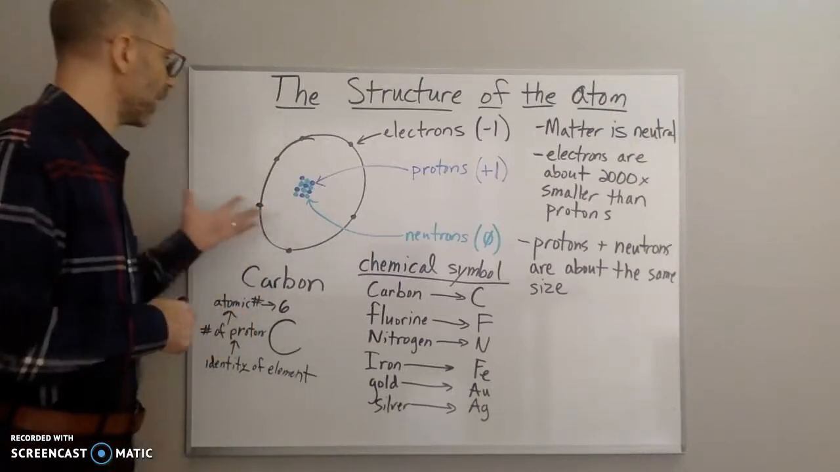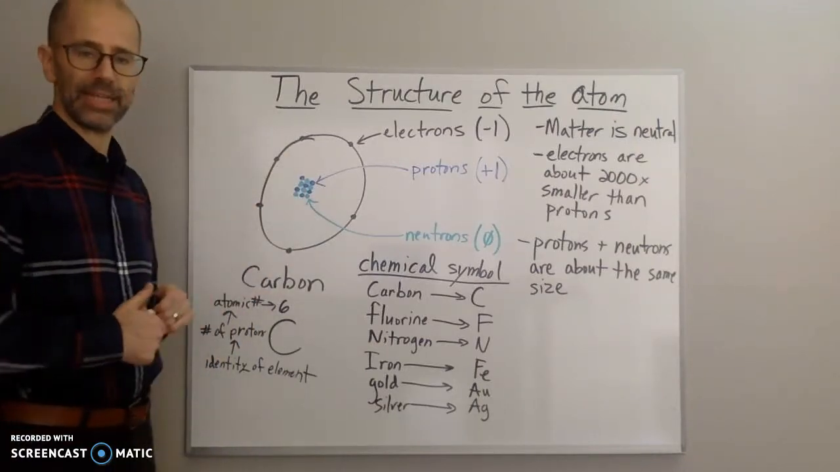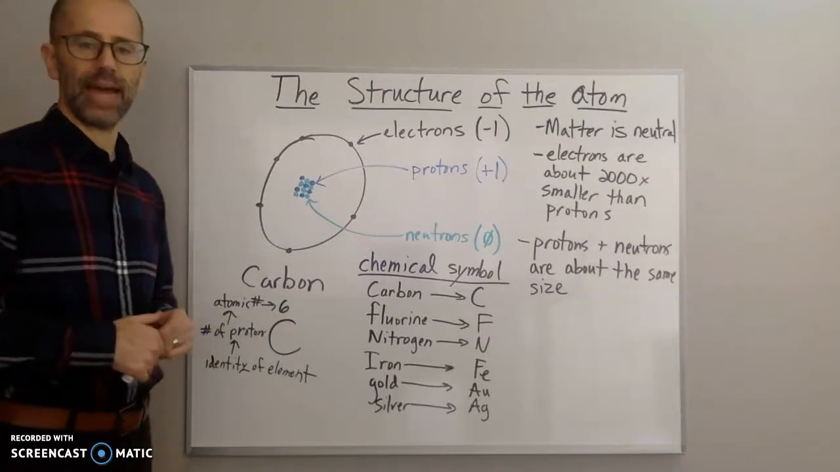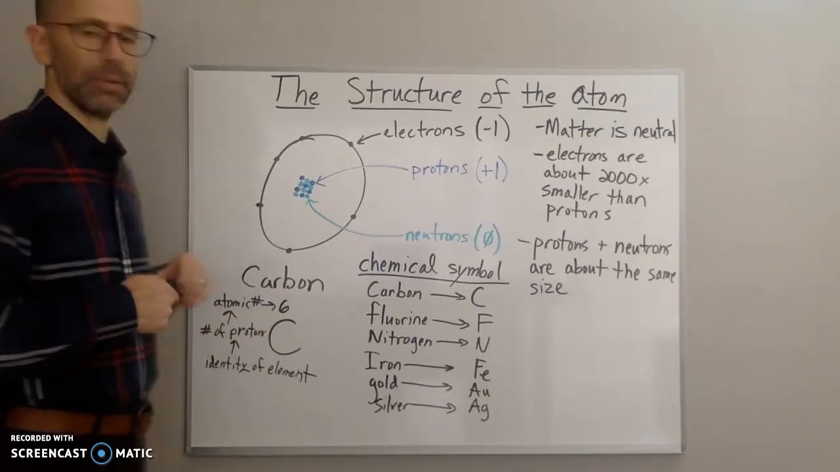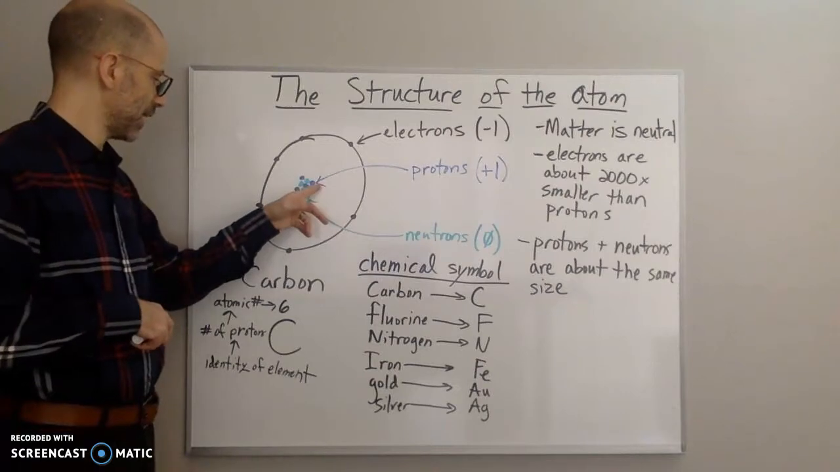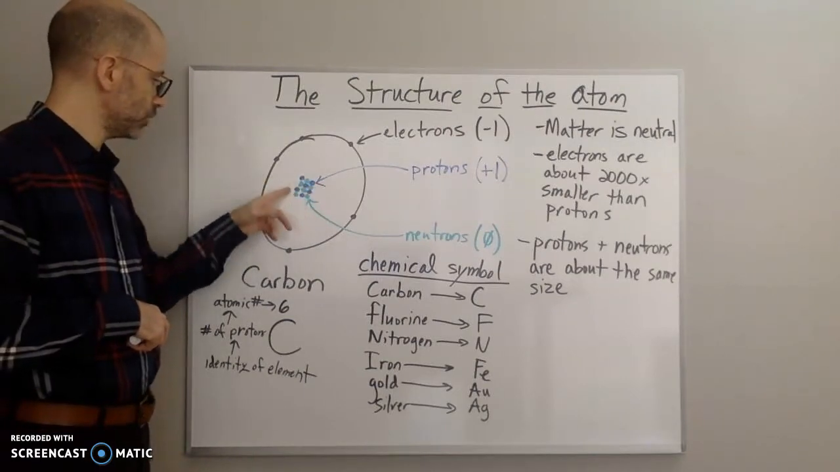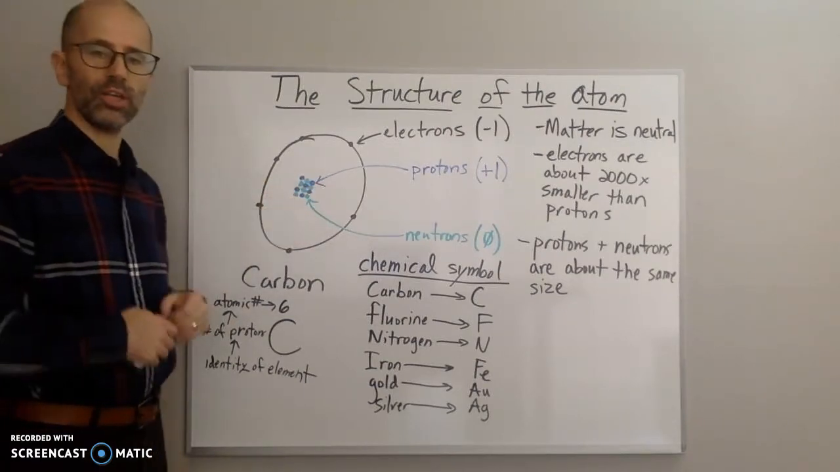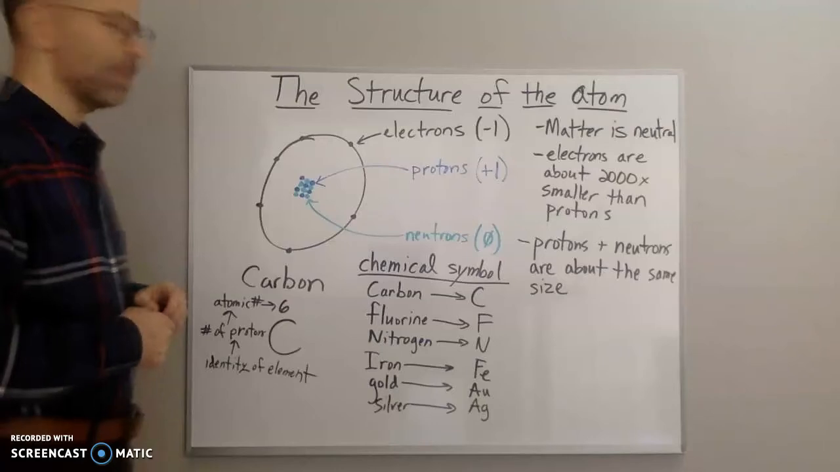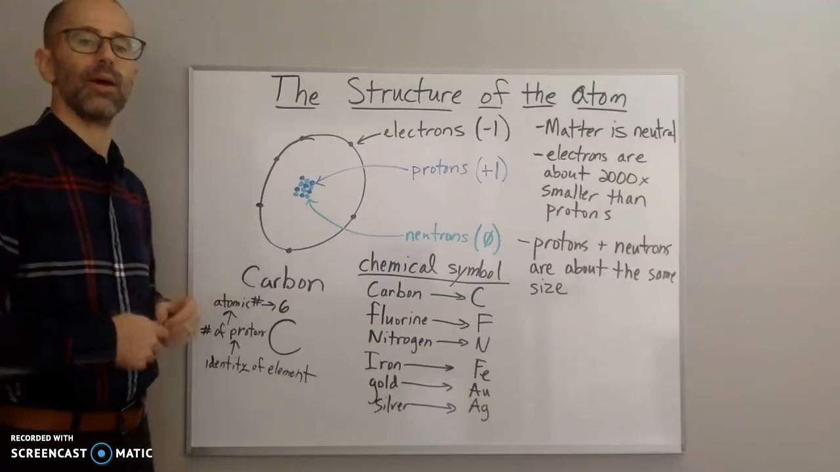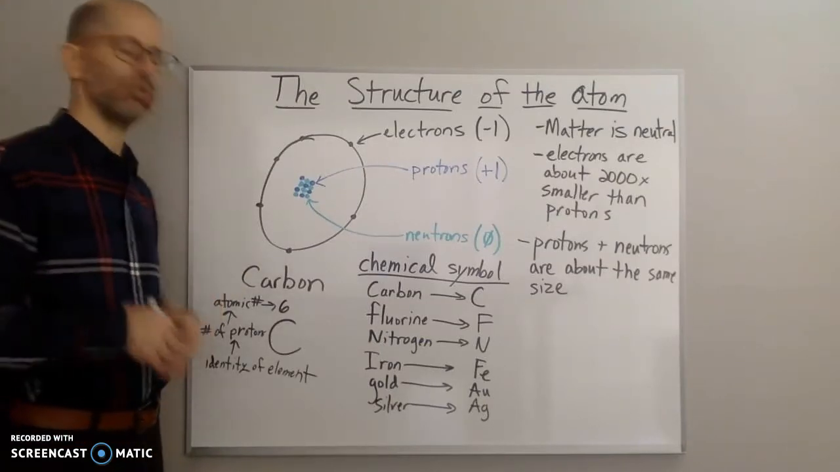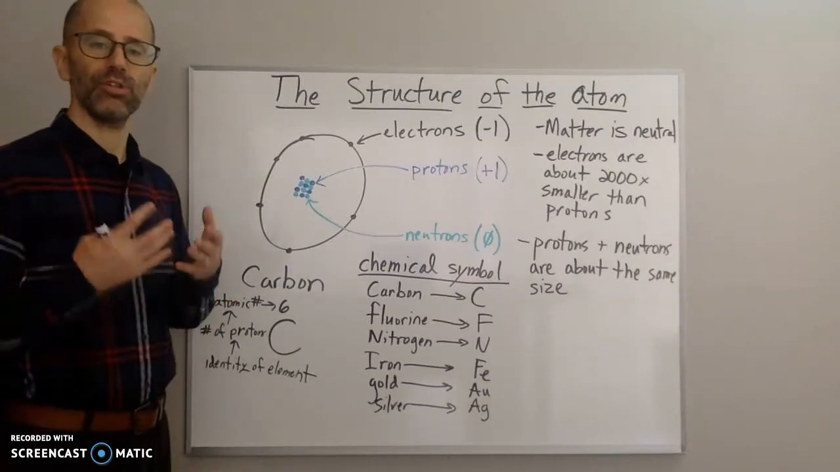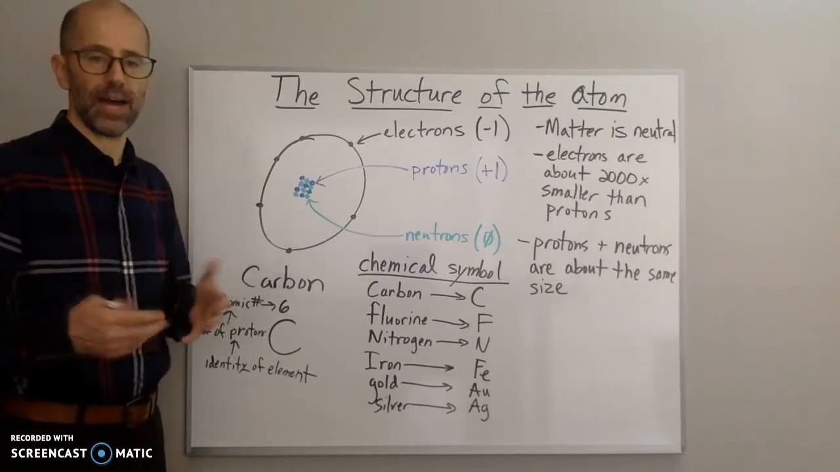Okay, so what I drew on the board is a representation or a model of an atom. In particular, this is the carbon atom. How do I know it's the carbon atom? It's because it has 6 protons. So the number of protons is going to determine what element you have. It identifies the element.